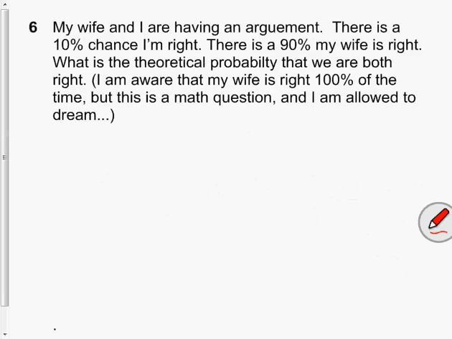Question 6 says, my wife and I are having an argument. There's a 10% chance that I'm right, and there's a 90% chance my wife is right. What is the theoretical probability that we're both right? And I'm aware that she's always right anyway, but the probability that I'm right is 1/10. The probability that my wife's right is 9/10. So if I multiply those two, I have the combined probability. So 9 chances out of 100, theoretically, we would both be right. So the answer is 9%, or 9 out of 100.